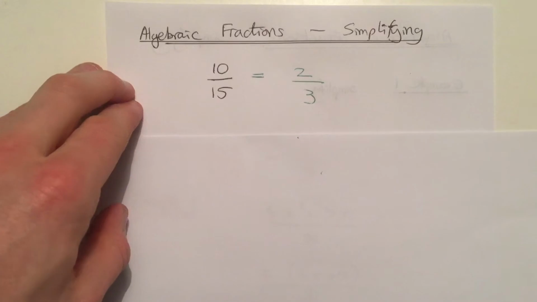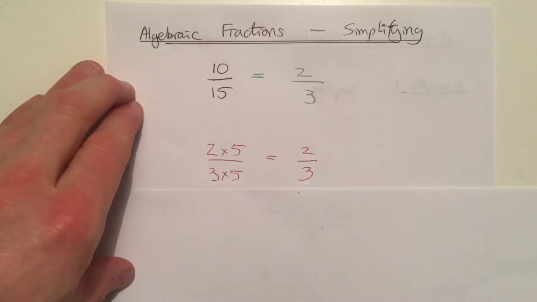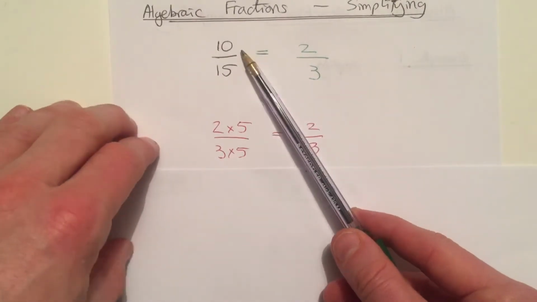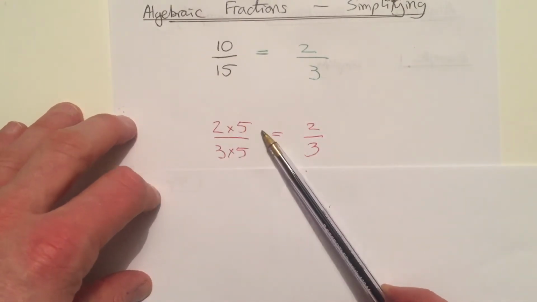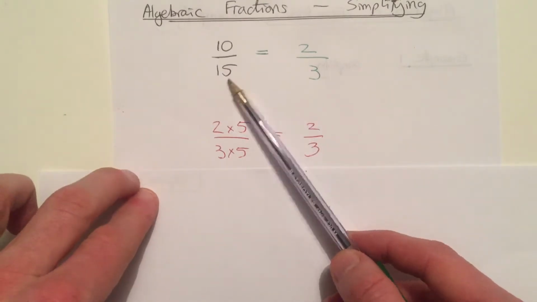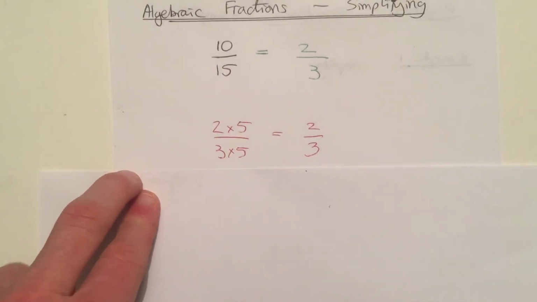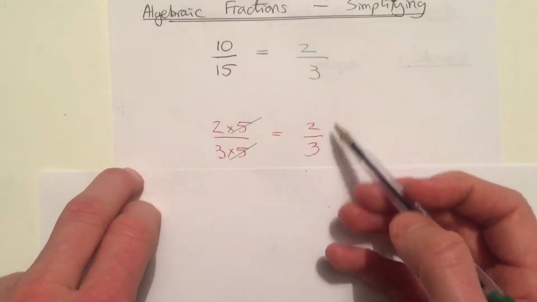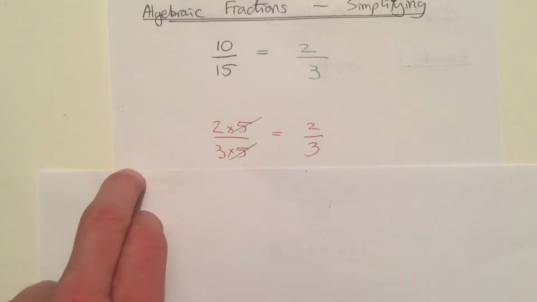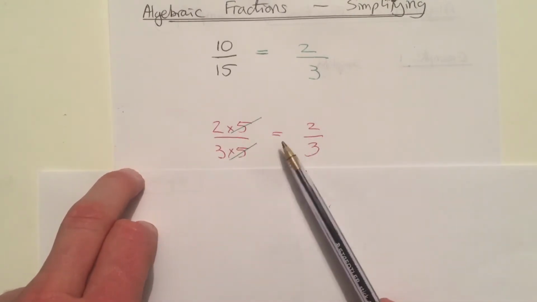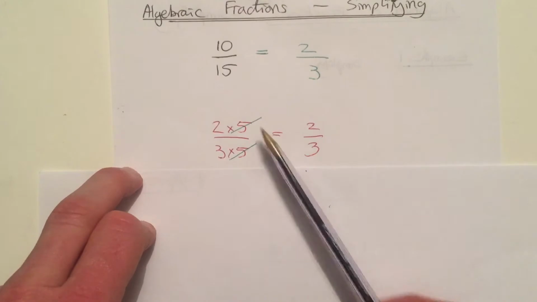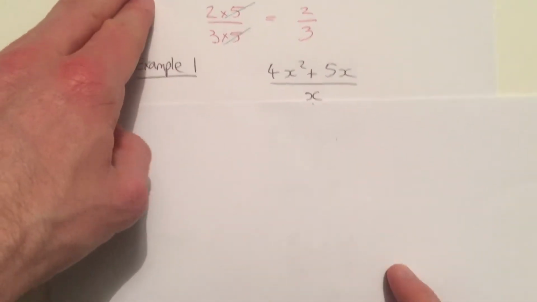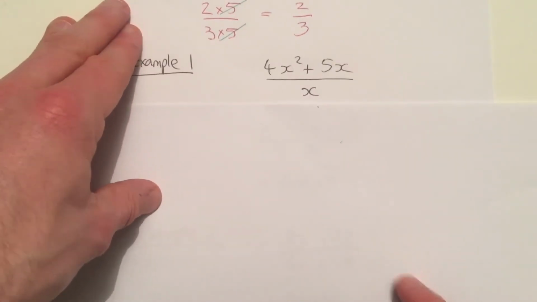I'm just going to set that out in a slightly longer way just to make a point here. So I've split the 10 up into its two factors of 2 times 5, and I've split 15 up into its two factors of 3 times 5, and the 5 here and the 5 here cancel out and give me 2/3. The reason I'm writing it out in this longer form is because that's the same technique we're going to use for algebraic fractions. So here is an algebraic fraction I want to simplify.